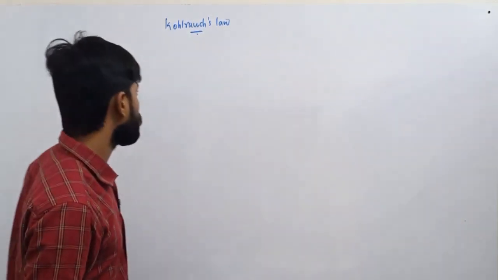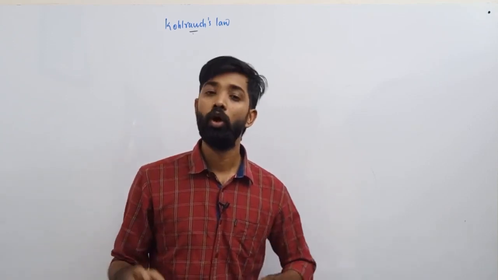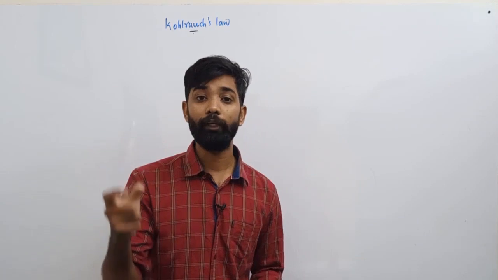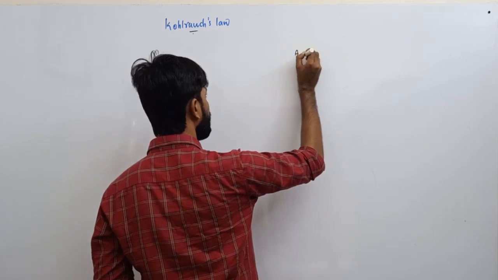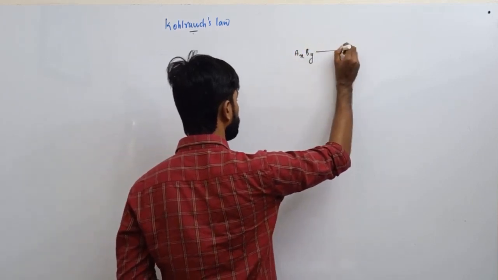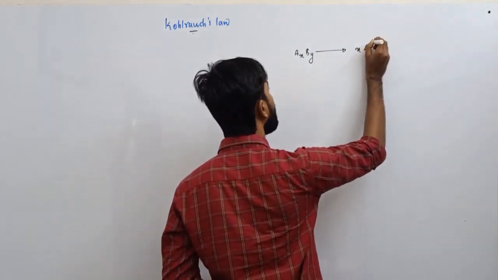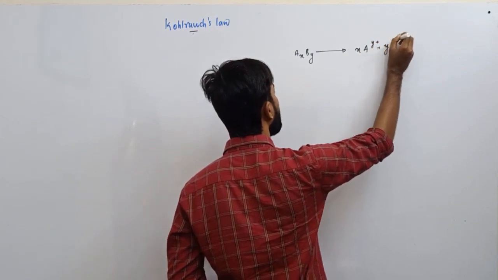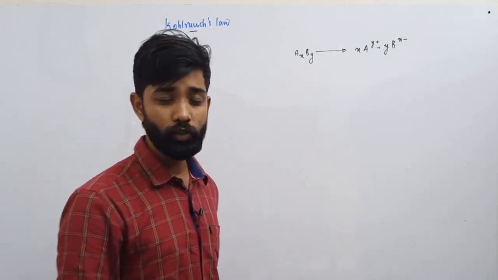So Kohlrausch's law states that we know limiting molar conductivity, the molar conductivity at zero concentration, or molar conductivity at infinite dilution, or the maximum value of molar conductivity. That limiting molar conductivity of an electrolyte, let's say I have an electrolyte AxBy, how does it get dissociated? It dissociates into xA^y+ plus yB^x-. How can I dissociate this salt into xA^y+ and yB^x-?